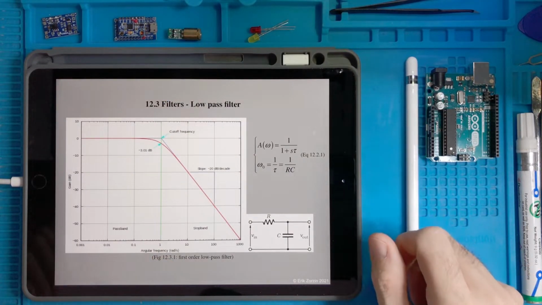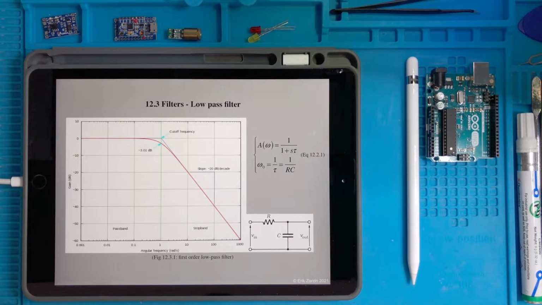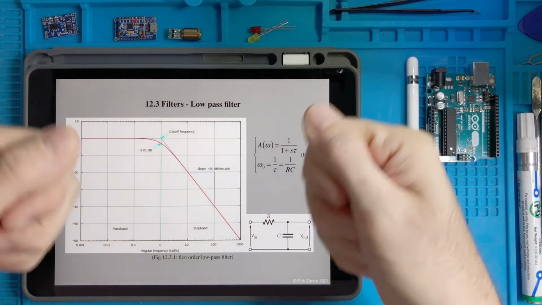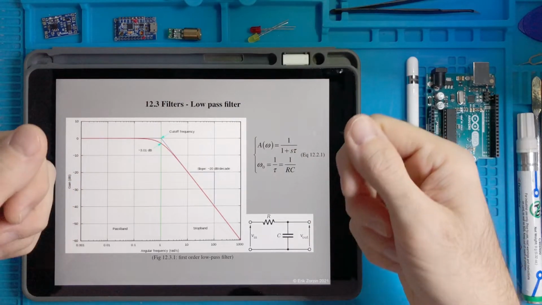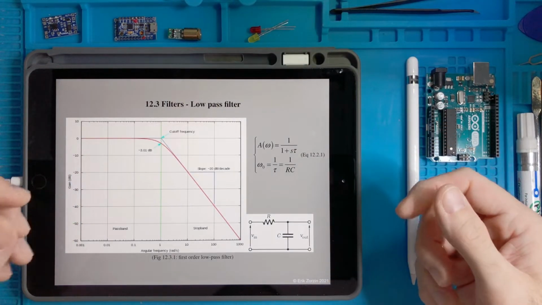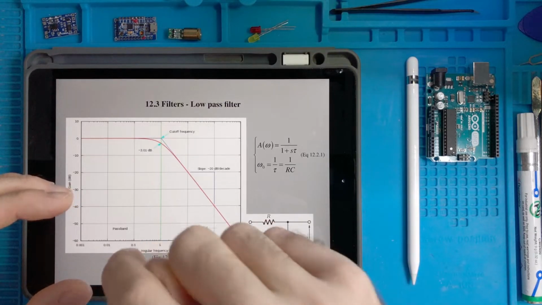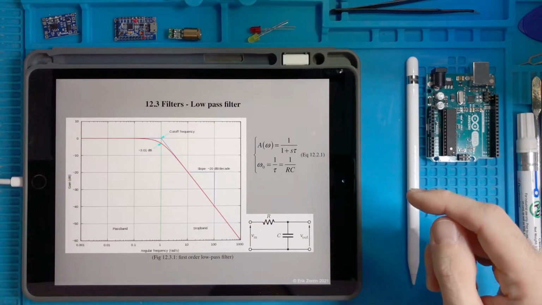Okay, now we silently introduced the word filter. What does it mean? If you have an idea of a mechanical filter, like this kind of grid we had in the kindergarten to filter the sand, it's something that makes something pass through and something not.